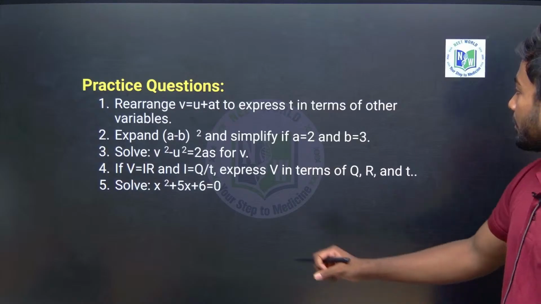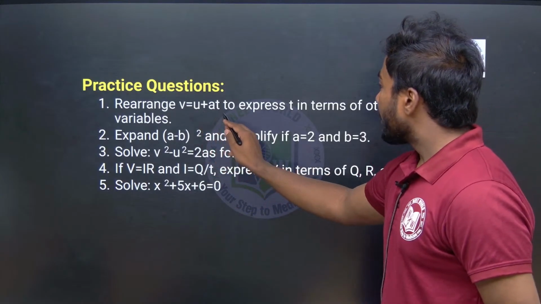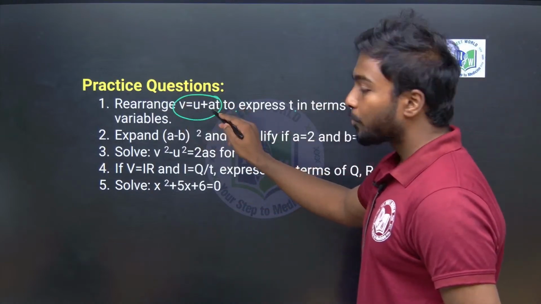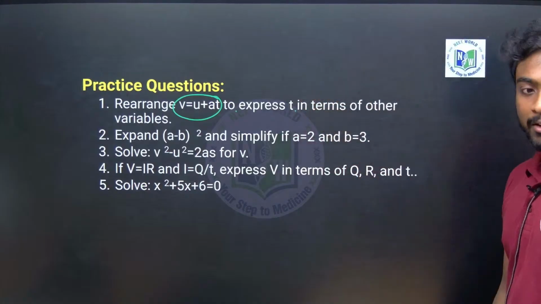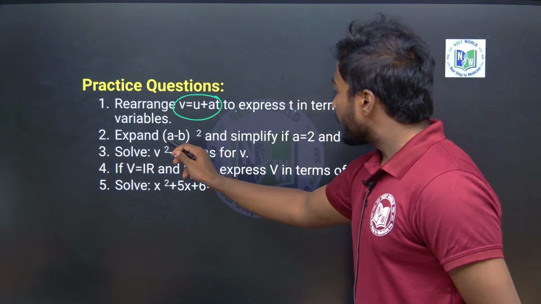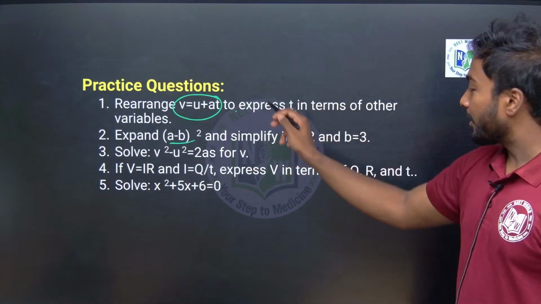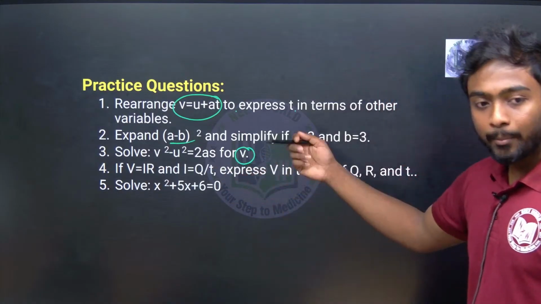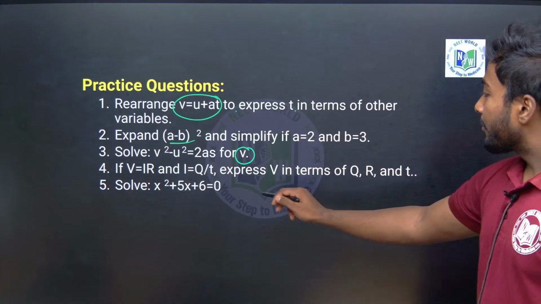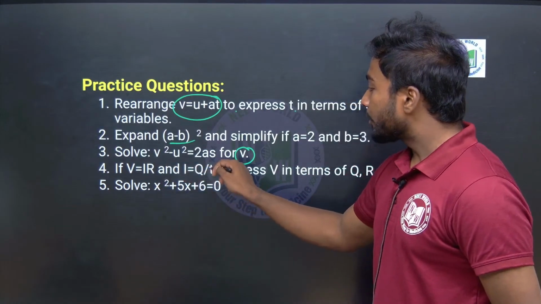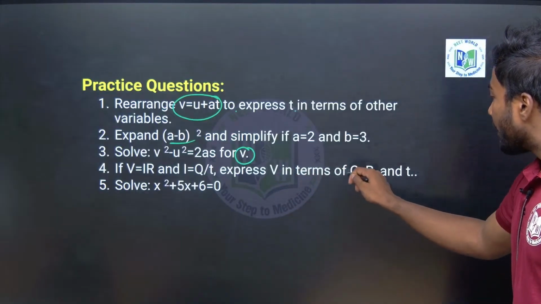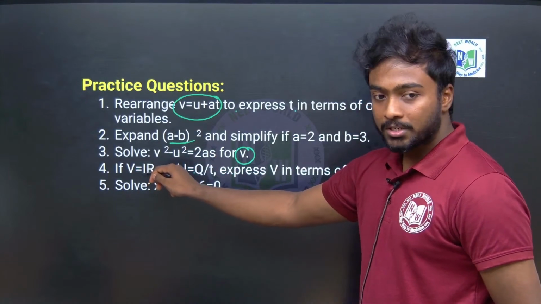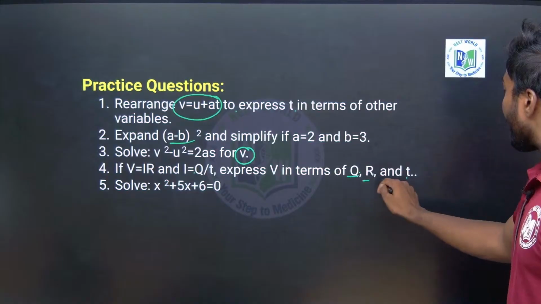See, in the first question they have given that v = u + at. I need to express t in terms of the other variables, so these are the variables; I need to express t in terms of the remaining variables. Second one, expand the equation and simplify the variables and constants in those equations. Third one, I need to keep v on one side and the remaining terms on the other side. Fourth one, what they have given: V = IR and I = q by t. Express V in terms of q, r and t. I need to substitute the value of I from the first equation and I will get V in terms of q, r and t.